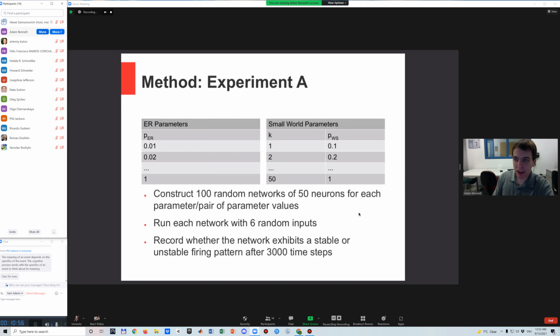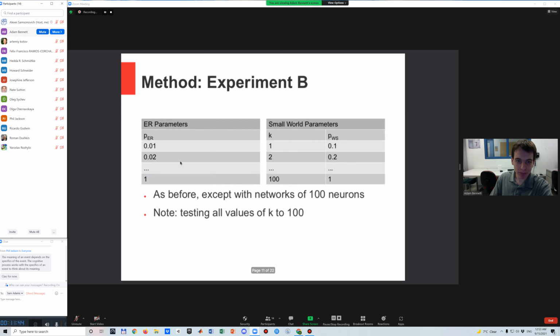Okay, so experiment A, these are the experiments where networks all had 50 neurons in them. So what we did is, for the ER networks, we enumerated all the values of P_ER from 0.01 to 1 at intervals of 0.01. And for small world networks, we did the same thing, except with K from 1 to 50 and P_WS from 0.1 to 1. For each parameter or pair of parameters, we constructed 100 random networks and gave them 6 random input signals. And then we let them run for 3,000 time steps, so they had time to converge, and we recorded whether the resulting activity was a stable pattern or not. Experiment B is the exact same thing, except we used networks with 100 neurons, and our K value goes up to 100.